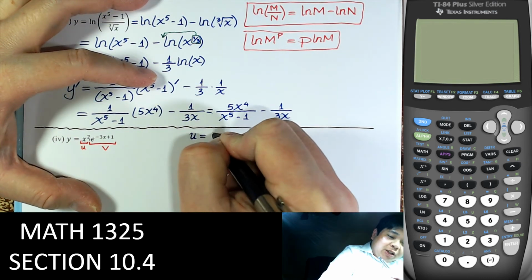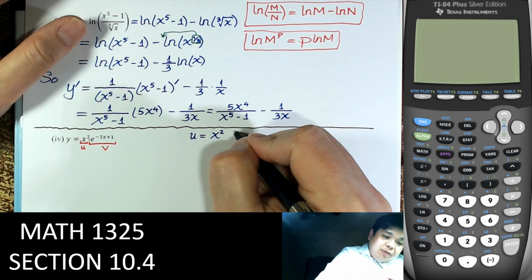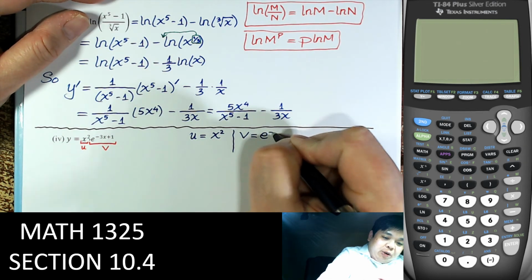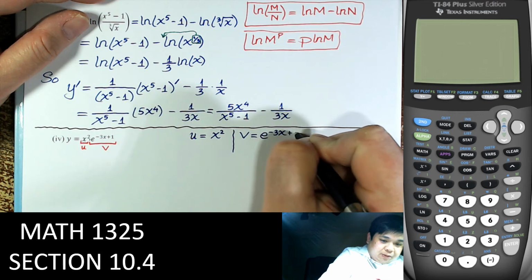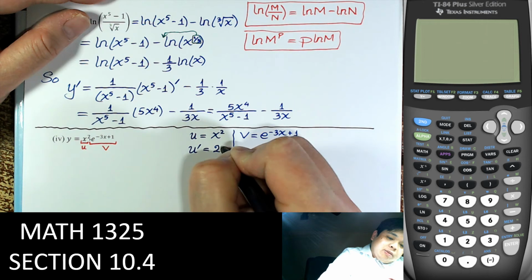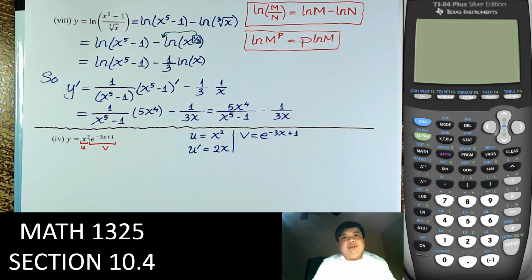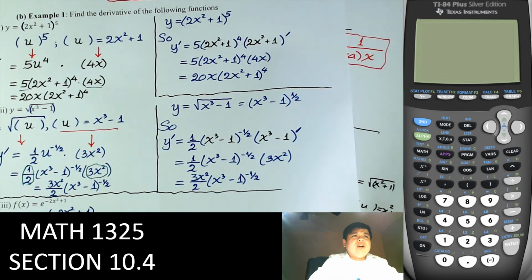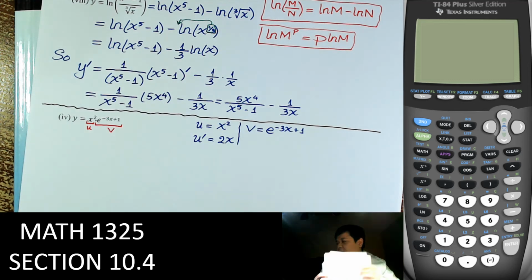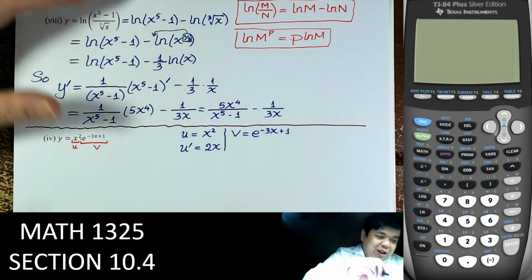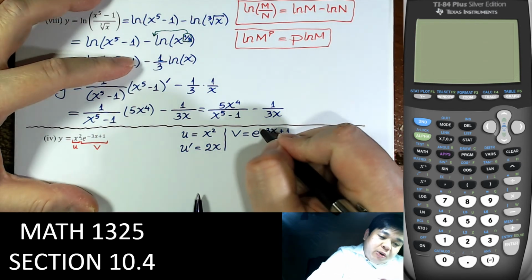u is equal to x squared, and v is equal to e to the negative 3x plus 1. Right? The derivative of u is 2x. Now, there's a reason I don't want to use u and v when we take the derivative. I just want to keep the parentheses, because if we use u and v, there will be too many variables and it gets very crowded quickly. So I just put the parentheses here.